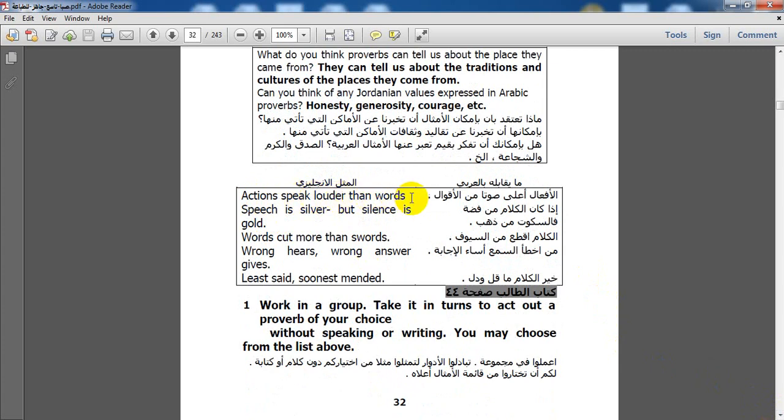Actions speak louder than words. Speech is silver, but silence is gold. Words cut more than swords. Wrong hears, wrong answer gives. Least said, soonest mended.